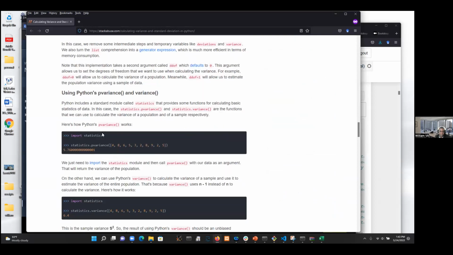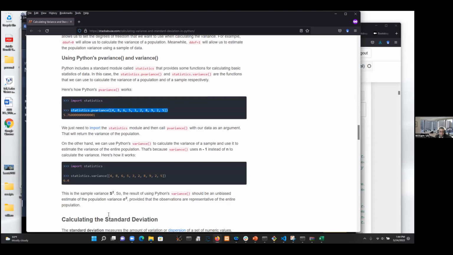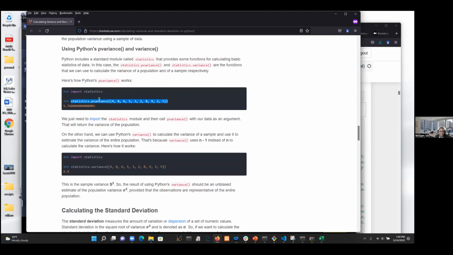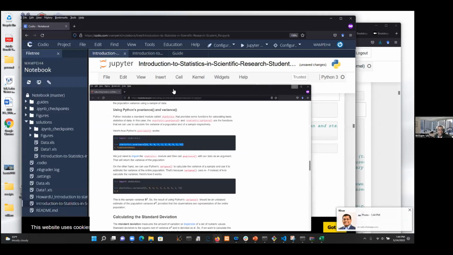Alternatively, you can import the statistics package, and then once you have the statistics package, you don't have to do any of those square root things. The pvariance would compute the variance for you as well. Okay, so we have these examples for you to use.